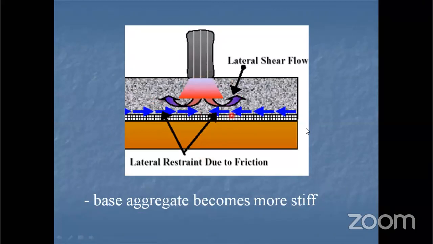So because of this lateral restraint due to the friction, the modulus of the material itself will increase. Some compactive effort will be given. So the base material becomes more stiff. Hence, when the adequate interaction develops between the aggregate and geotextile in terms of friction, the base material itself becomes more stiff.